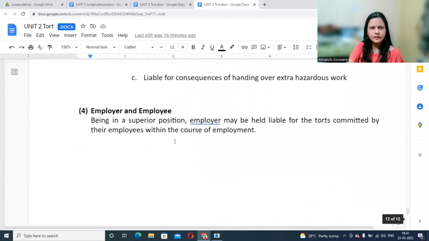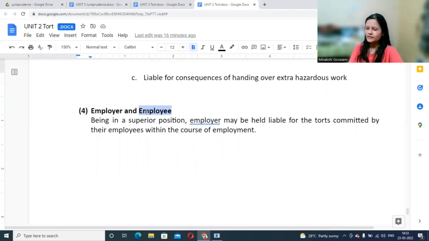And the last one is employer and employee. Again, the employer is superior, the employee is inferior. Most of the time, the employer will assign the work, give directions and everything, and the employee would simply perform it. In such a position, if something wrong happens, there also we can make the employer liable.